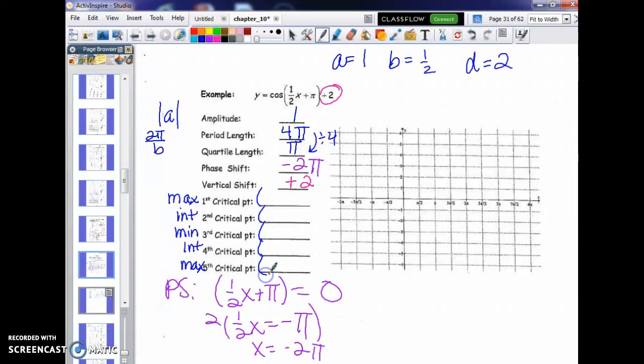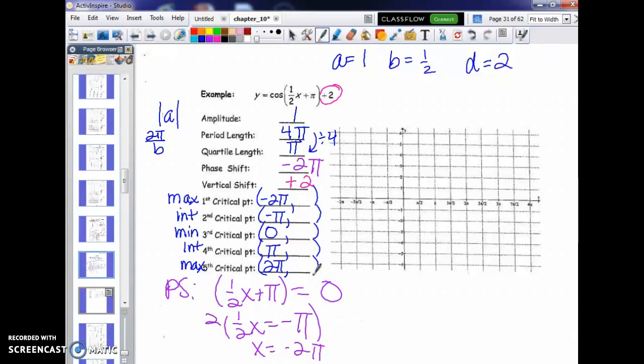All right, if I look at these critical points, my phase shift is my first x coordinate. And this phase shift is negative 2 pi. I'm going to add the quartile. Negative 2 pi plus pi, negative pi. Negative pi plus pi, 0. 0 plus pi, pi. Pi plus pi, 2 pi. So I know my x coordinates.